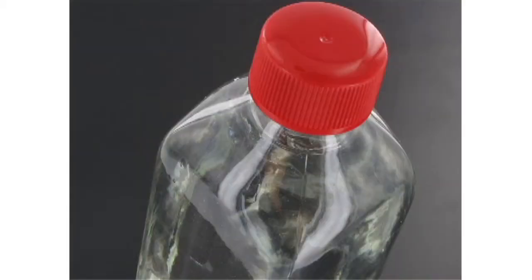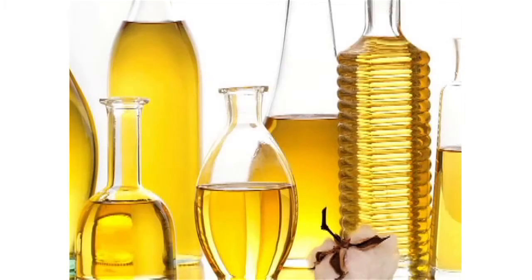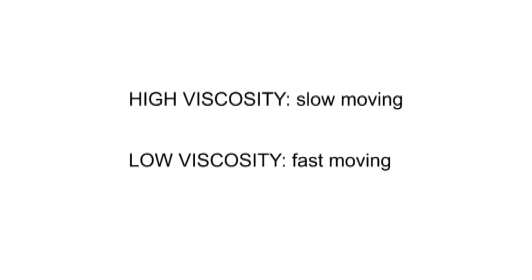Newtonian fluids are what you may be most familiar with. For example, water, milk, and oil are all Newtonian fluids. These are fluids whose viscosity remains constant as the force applied changes. Now, viscosity is a measure of how easily a fluid moves. So when we say that the fluid has a high viscosity, this means that the fluid will move slower, and for a low viscosity, this means the fluid will move faster.